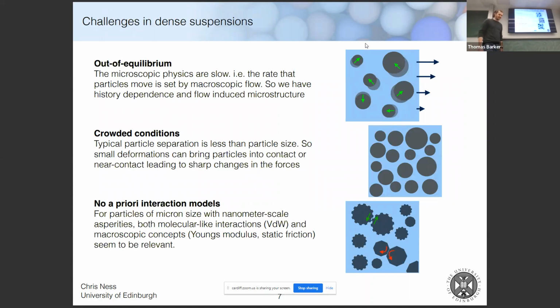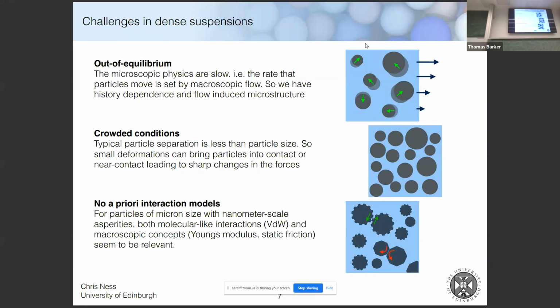So before going into how we describe these things, it's useful to remind ourselves of why it's not easy to do this. So I've highlighted some challenges here, which make mathematical modeling or computational modeling of these systems difficult. And you can express these ideas in different ways, but this is how I like to do it.